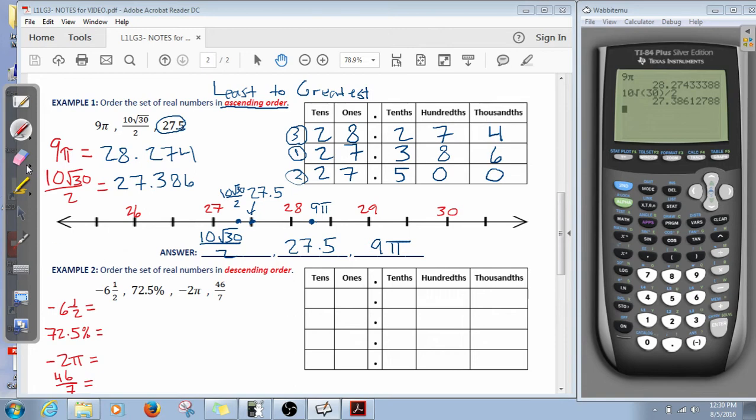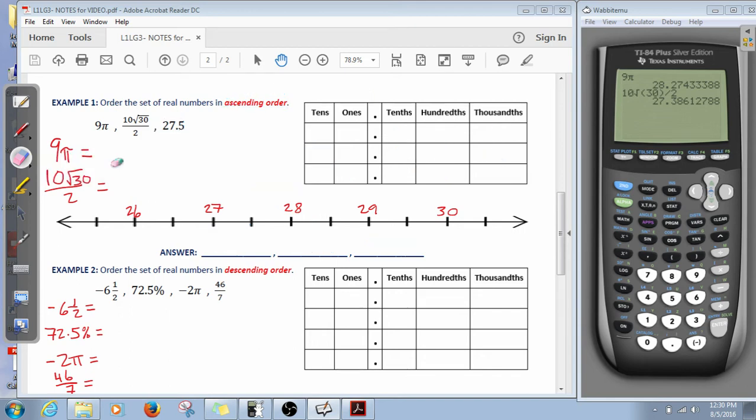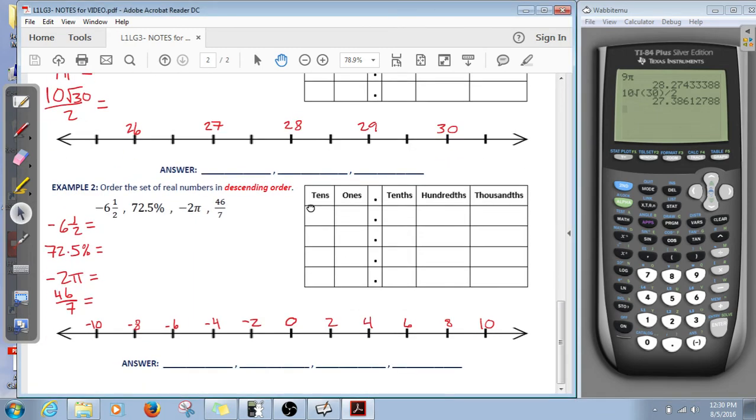Alright, so if you need to write that down, pause it. If you want to try the next one on your own, you can pause and give it a shot, but I'm going to move on anyway, just for the sake of time.